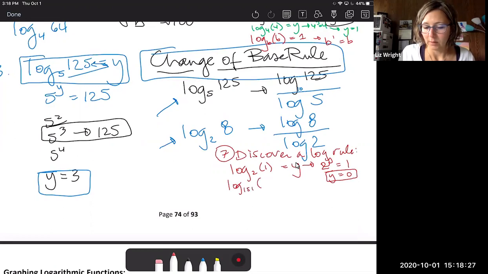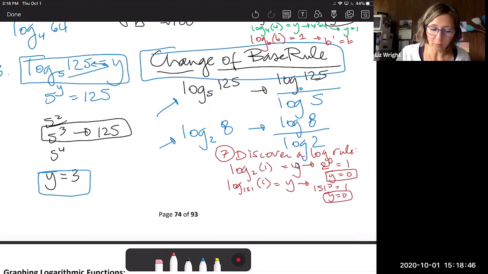So then if I did log base 151 of 1 equals y. So 151 to what power is going to equal 1? And you should say y is equal to 0, because that would be correct.